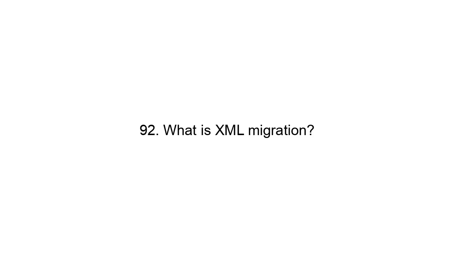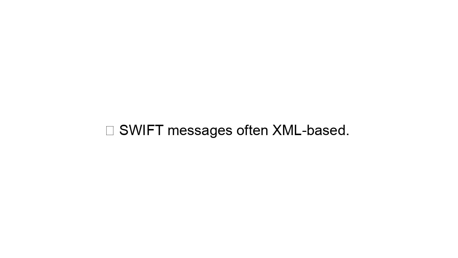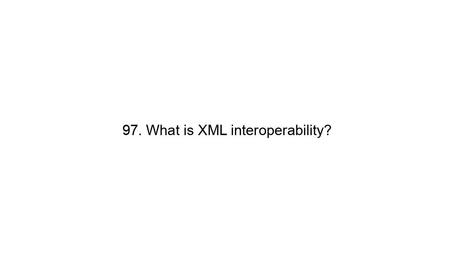92. What is XML migration? Moving XML systems to JSON. 93. What is XML schema design? Structuring data rules. 94. What is XML API modernization? Replacing XML with REST JSON. 95. What is XML in finance systems? Used for secure data exchange. 96. What is XML in banking? SWIFT messages, often XML-based.